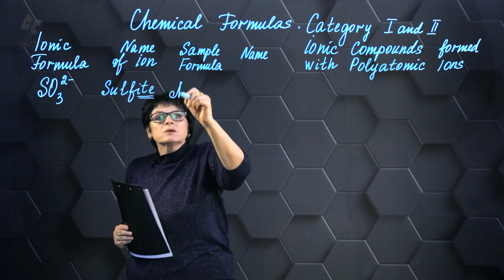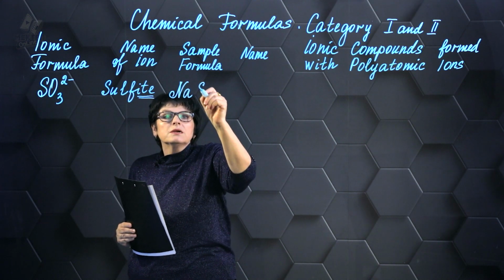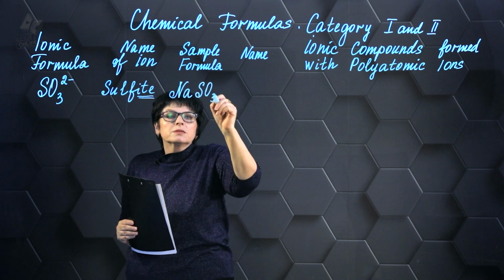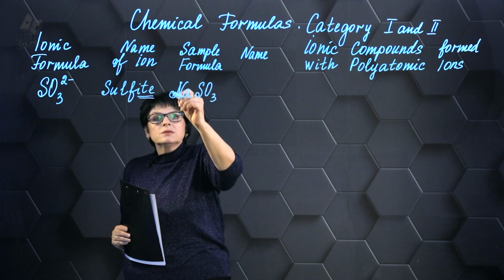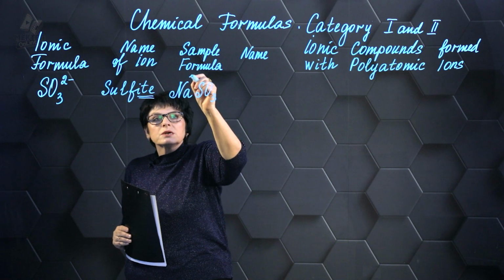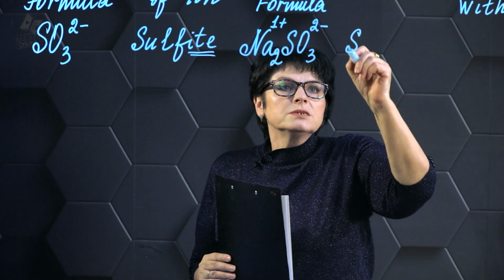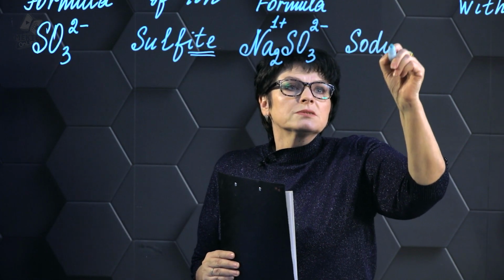Well, for example, let's say it's a compound of sodium with this ion. All right, one more time, we're learning how to put together these formulas. Sodium is located in the first group, therefore its charge is +1. The sulfite ion SO3 has a charge of -2. The cross rule is applicable in this situation. Sodium sulfite. This compound will be named in accordance with its chemical structure.